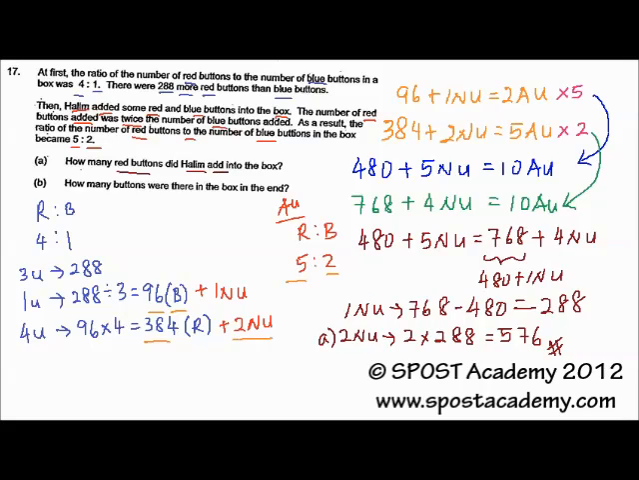Part B asks, how many buttons were there in the box in the end? So in the end is the original, which is 96, plus 384, plus the 1 new unit and the 2 new units. So for part B, we'll just use 96 plus 384 plus 1 new unit, which is 288, plus 2 new units, which is 576. Which is 1344.